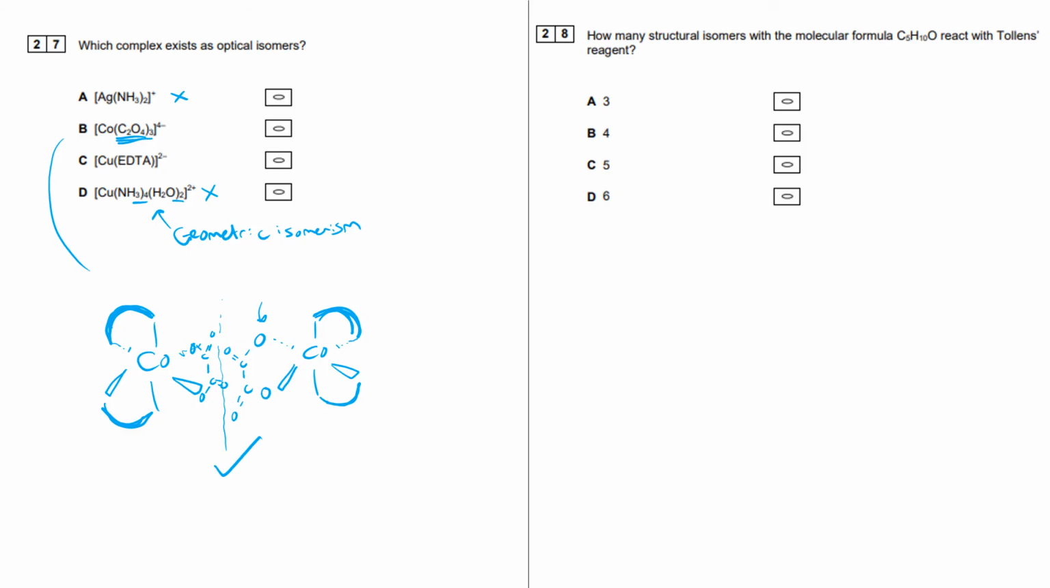This one is correct. Now EDTA, you aren't expected to be able to draw the structure. The exam board made a mistake here with this question because actually EDTA complexes will also form optical isomerism or optical isomers. That's not on the specification though, so the answer B is correct, even though the answer C is also correct.